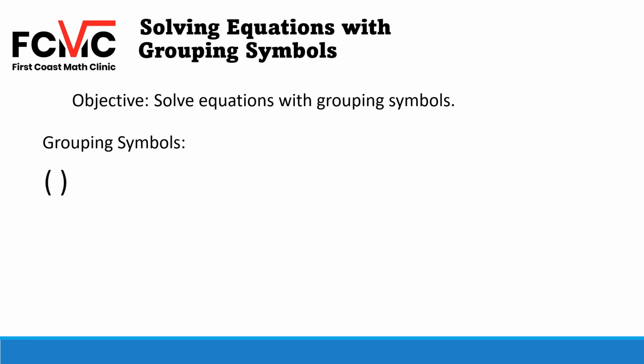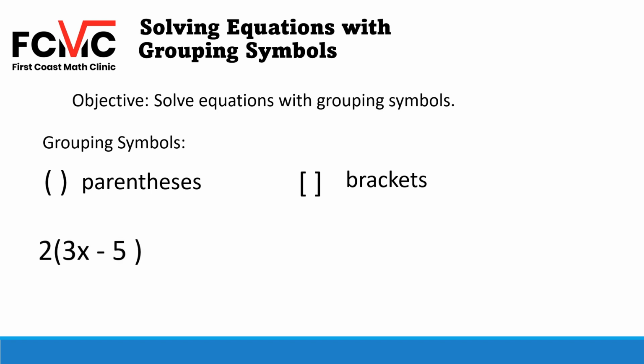So we have different types of grouping symbols, parentheses and brackets. When we simplify expressions that look like this, 2 times the quantity 3x minus 5, we would simplify this by distributing, using our distributive property, distributing that 2 inside the parentheses. So we'd get 6x minus 10. We're going to have to use the distributive property a great deal when we solve equations using grouping symbols.